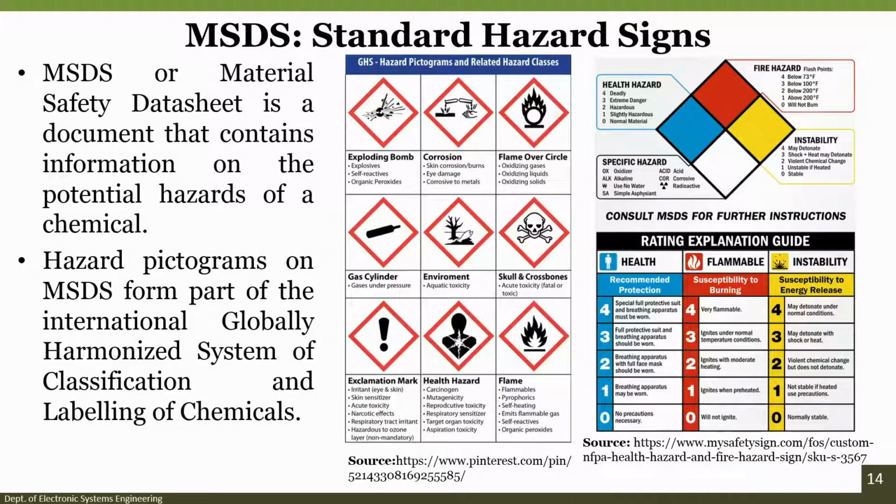Hazard pictograms on MSDS form part of the internationally globally harmonized system of classification and labeling of chemicals, which can be seen in this particular slide. You can see that there are several hazards which are given colors. For example, specific hazard is generally in white color, instability is in orange or yellow color, health hazard is in blue color, while fire hazard is mostly in red color. You can see here recommended protection, susceptibility to burning, which is fire hazard, that is why it is red, and instability, susceptibility to energy release, is generally given in yellow color.